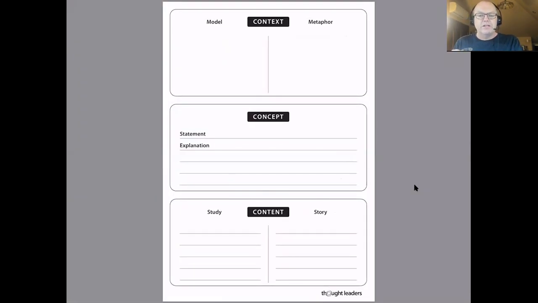But that's a pink sheet. And again, context, model, metaphor, statement, explanation, study, and story doesn't mean anything until you understand what those bits are. But they're an incredibly powerful methodology for helping you create things. Very powerful. I use it for everything. So that'll be something that's awesome for you.